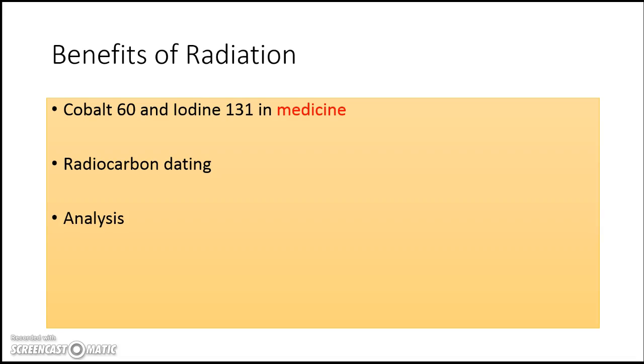Also, iodine-131 is a useful tracer. It's used for people who have a thyroid gland problem, and it's used to study the uptake of iodine in the gland. Getting away from medicine, there are also other benefits of radiation, such as in radiocarbon dating. This uses the rate of carbon-14 decay and the activity that remains in an organism to calculate its age, which can be useful. And then there's also analysis, which is useful as it uses isotopes to find the mass of a substance in a mixture.